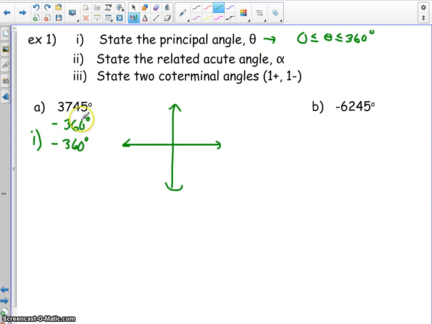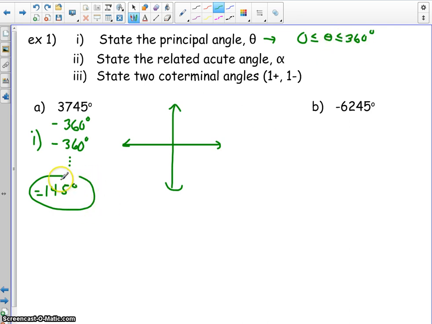This might seem like a tedious exercise, but if you see that this is far too big, you can subtract multiple instances of 360 at once. You try subtracting 8 360s, 9 360s, 10 360s, and just keep going until you get down to something between 0 and 360. If you keep going and do that, you're eventually going to wind up with a principal angle of 145 degrees. This is a principal angle because it's between 0 and 360 degrees.